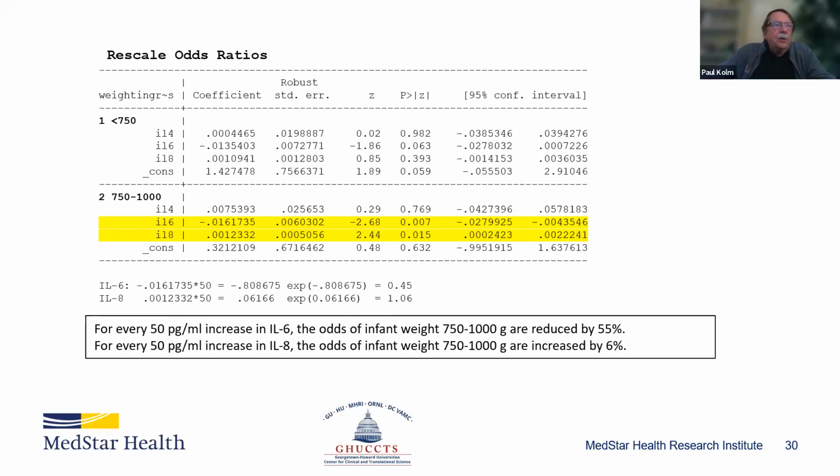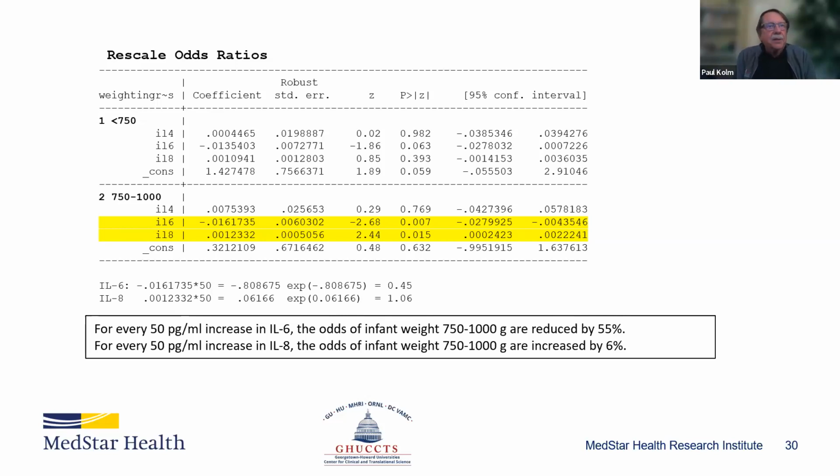And so what we do is we take the regression coefficient, multiply it by whatever factor we want to talk about or look at. So in this case, I use 50. I think PG is picograms per milliliter anyway. So we multiply the regression coefficient by that value, and then we take the odds ratio of that. And so if we do that for IL-6, we get an odds ratio that is less than 1, 0.45.